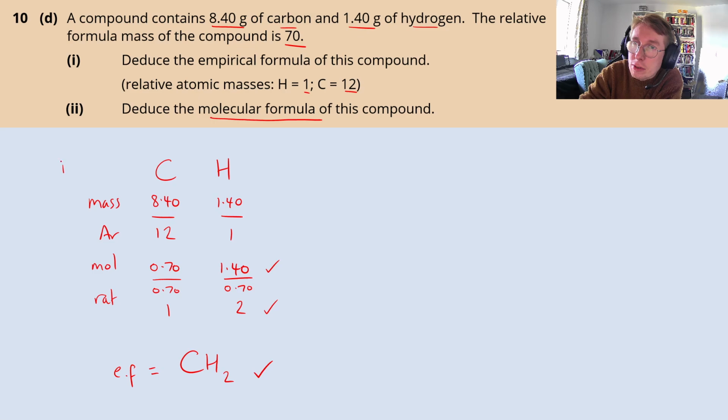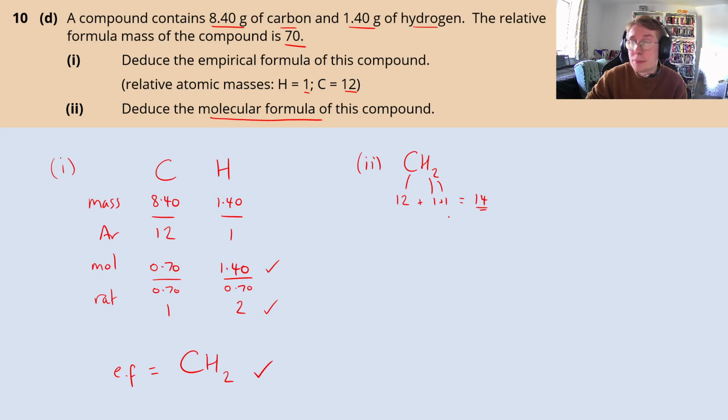Okay, so what I've done so far, that's part 1. Now I'm going to do part 2. So if my empirical formula is CH2, the best thing I can do here is figure out what the relative formula mass of this bit is here, this ratio. So carbon has a relative atomic mass of 12, and hydrogen, we've got 2 of those, and that's got a relative atomic mass of 1. So if I do 12 plus 1 plus 1, I get a relative formula mass for CH2 of 14.